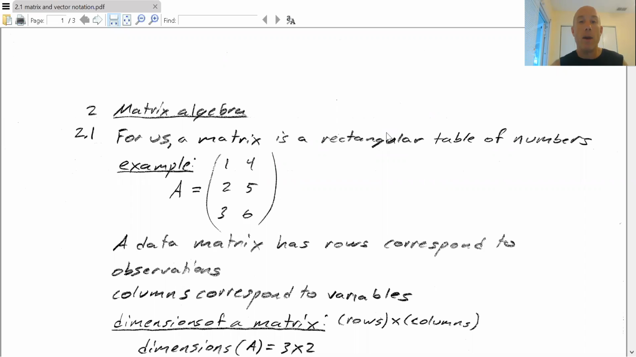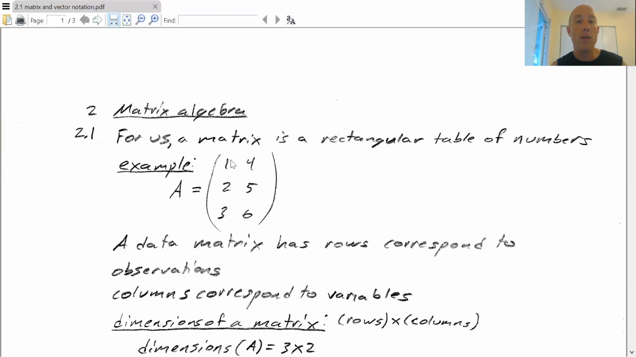Now, if we look at abstract algebra, a matrix can be a lot more complicated. For us, it's a table of numbers and that's it. We're not going to get into fields or anything more complicated. It's just a rectangular table of numbers. So let's look at this example.